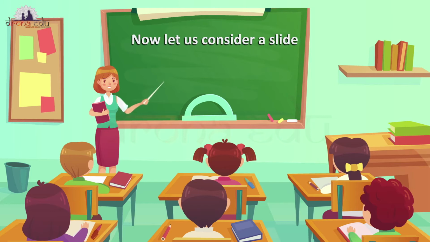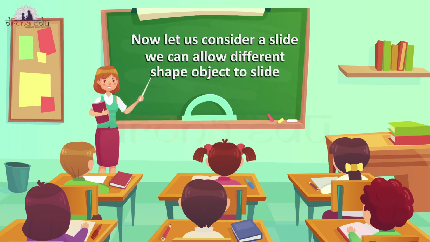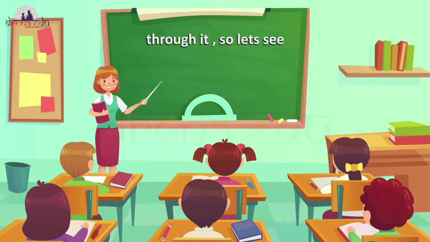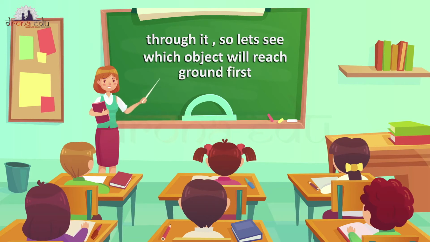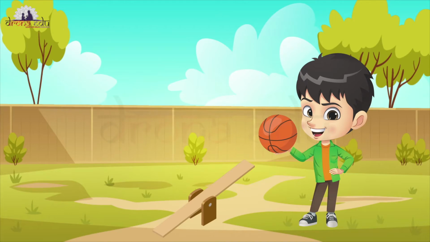Considered a slide which you play with. So we can allow different shapes of object to slide through it. Let us see which object will reach the ground first. Fine? Now first let us allow the ball to slide through this.